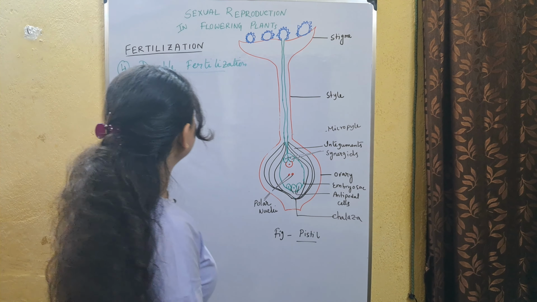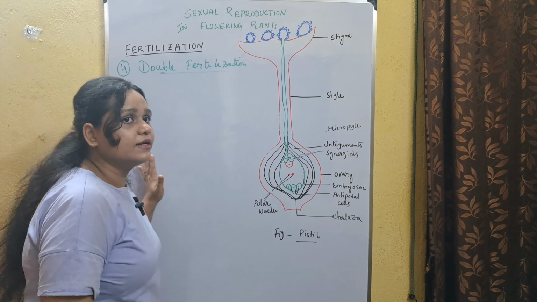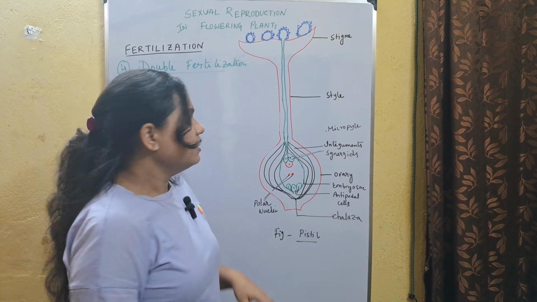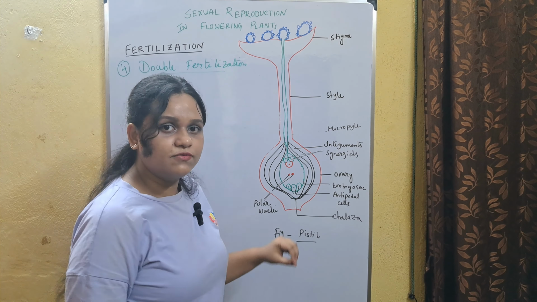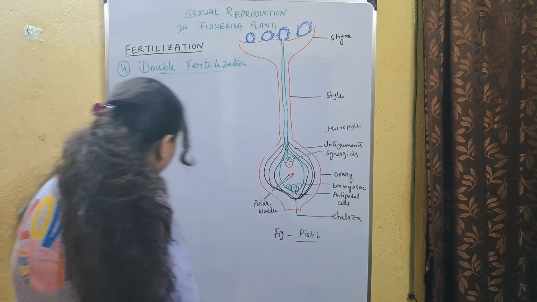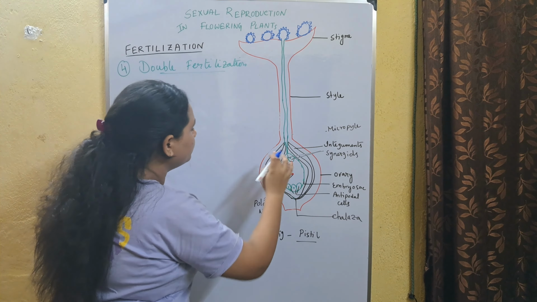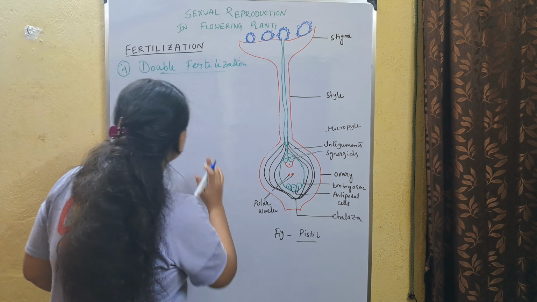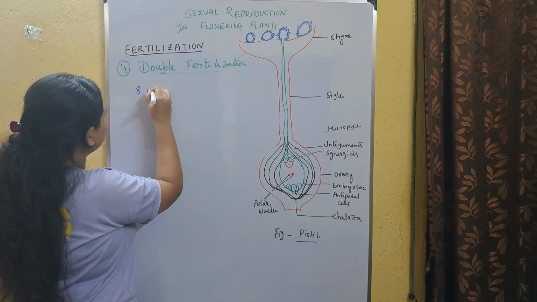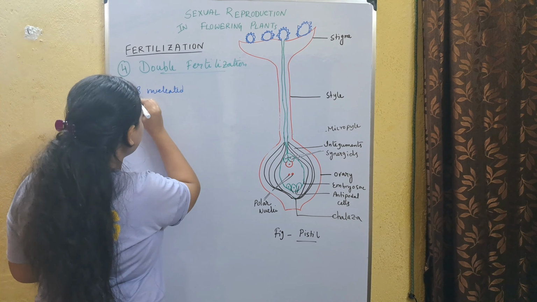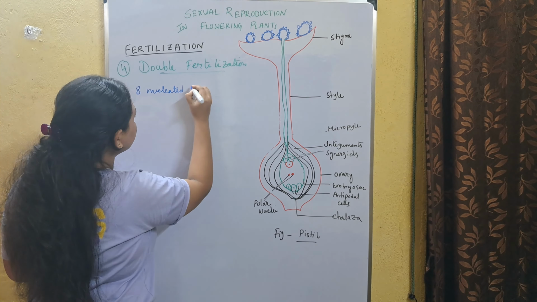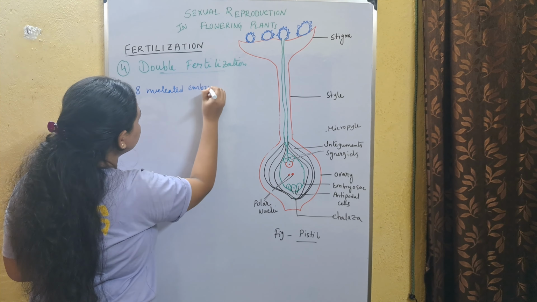So here we need to understand why the term double fertilization. In this phase, the fertilization occurs twice. We will know how. First, what happened? The ovule is penetrated by the pollen tube. What does the ovule really have in this phase? It has an eight nucleated embryo sac.